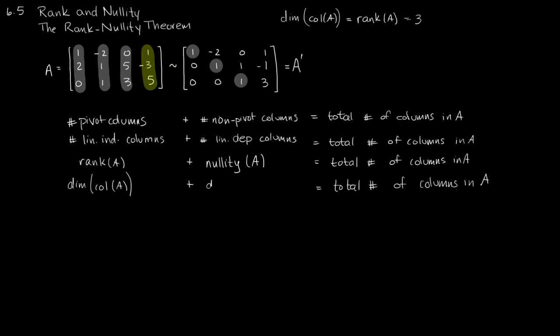And so now I need a way to think of this as a dimension. The dimension of what? Well, it turns out that the nullity is just the dimension of the null space of A.